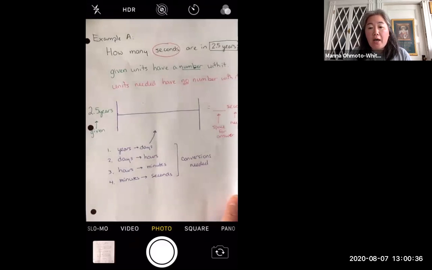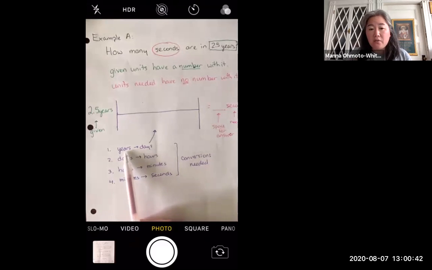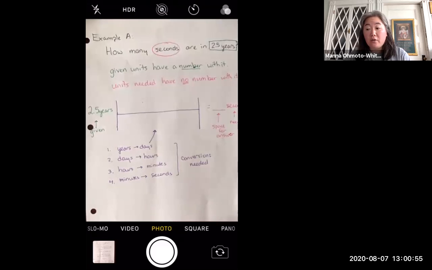If you can figure out how many conversions you're going to need ahead of time, it will oftentimes make life easier. So I need to be able to convert from years to days. I need a conversion from days to hours. I need a third conversion from hours to minutes. And a final conversion will get me from minutes to seconds. So I'm going to need a total of 4 conversions in this problem.